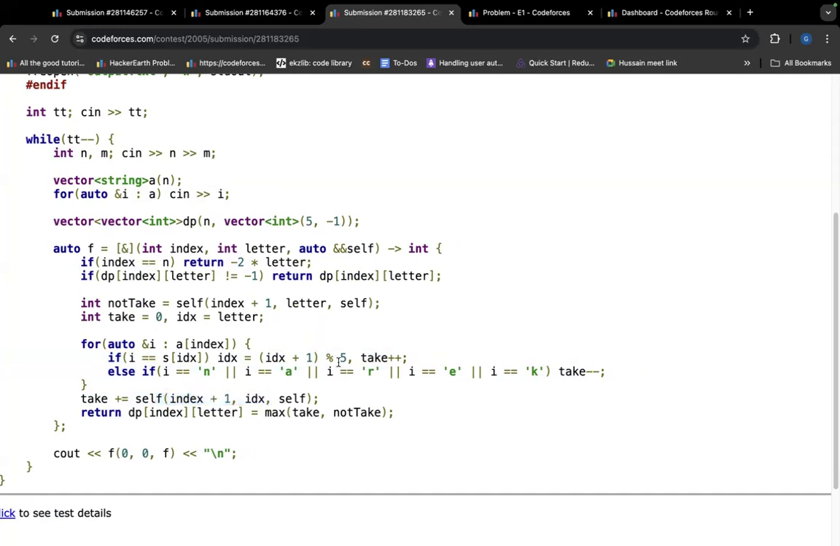Yes or no, guys? Because in the end, I will have the index which I want to find next. So I go to the next index using that particular index and I add it to my take. And then dp index letter is just max of take comma not take. Is this much clear?